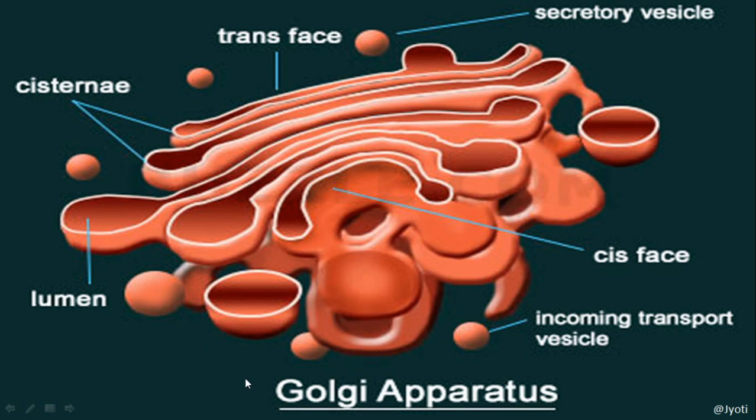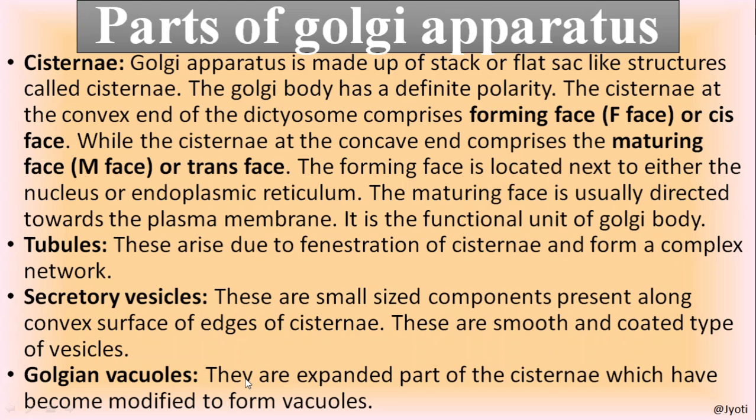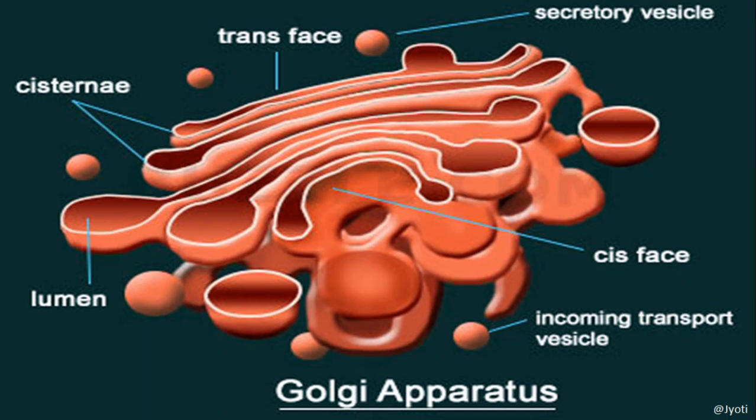The next structure is the tubule. These tubules are formed due to fenestration. Fenestration means branching of the cisternae to form a complex network. Here you can see these cisternae are sac-like structures. When these sac-like structures are branched, you can see this branched structure. These are forming the tubules.